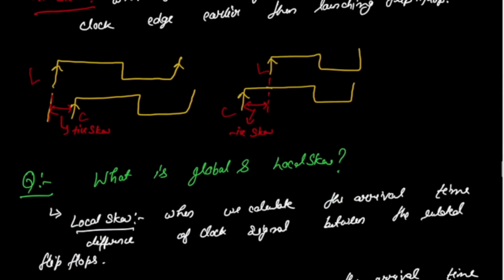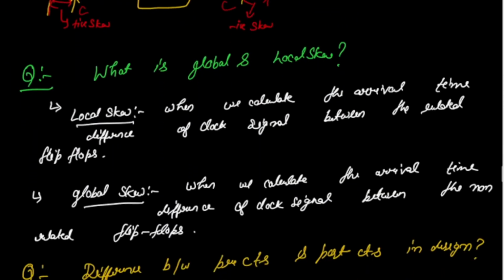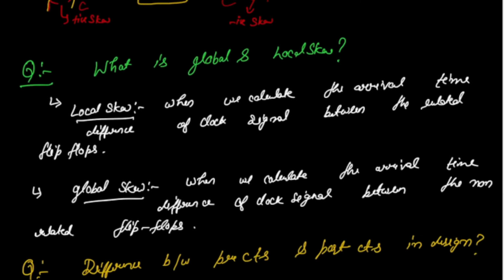Now next question is, what is global skew and local skew? When we calculate the arrival time difference of the clock signal between related flip-flops, it is local skew. When we calculate the arrival time difference of the clock signal between non-related flip-flops, it is called global skew.